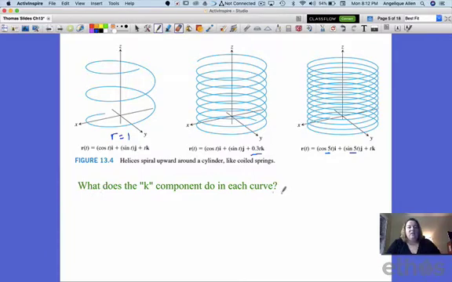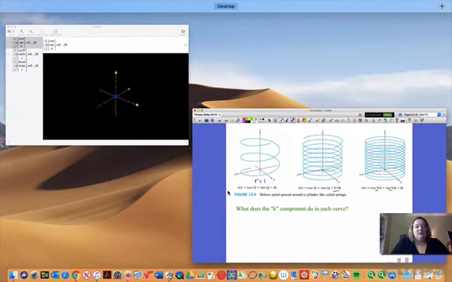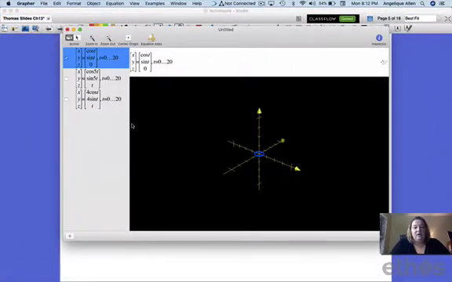And so the k component makes the curve increase. As long as the k component is positive, it's going to go upward. If the k component were negative, it would go downward. Now, since most of you have a Mac, or all of you in the class this year have a Mac, I want to play with the Mac grapher here.